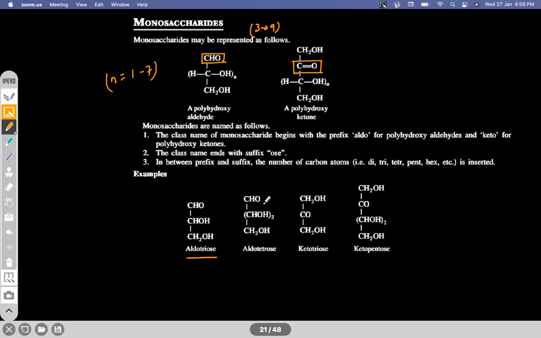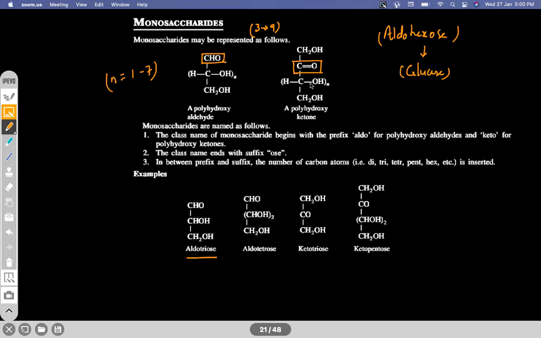If you have 2 carbon atoms, then it is total 4 here. N value is 2, total 4 here. Aldotetrose. Okay. Like this we do. Aldopentose, aldohexose. Right? Aldohexose is nothing but glucose. This name also you should know. It is not written here. Aldohexose. When N is equal to 4, this is nothing but glucose. Okay, 6 carbon atoms total.